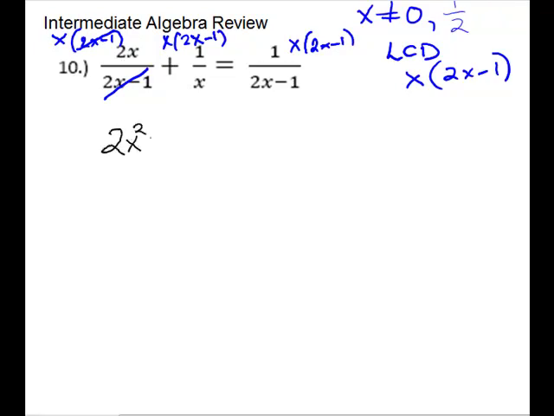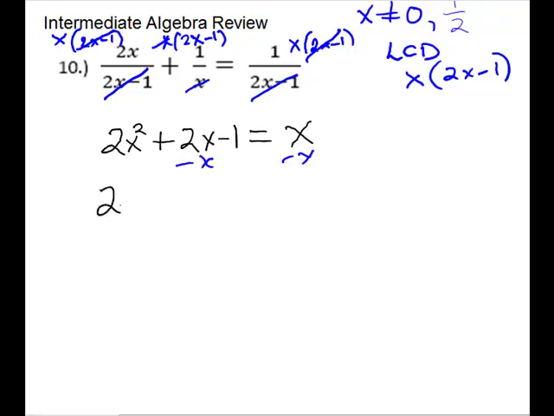us 2x squared. For our next term, our x will cancel. So we're left with 2x minus 1 times 1, or just 2x minus 1. On the other side, the 2x minus 1 will cancel. We're left with 1 times x, or x. So we have a quadratic equation here. We need to get rid of one of these x terms, and we would like to have 0. So we will subtract this x from both sides.